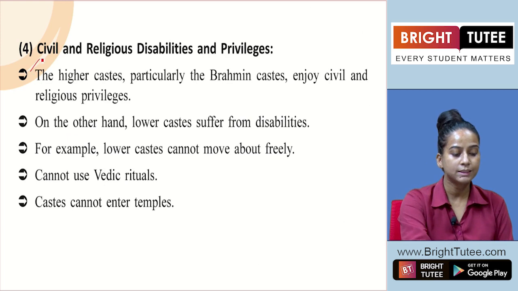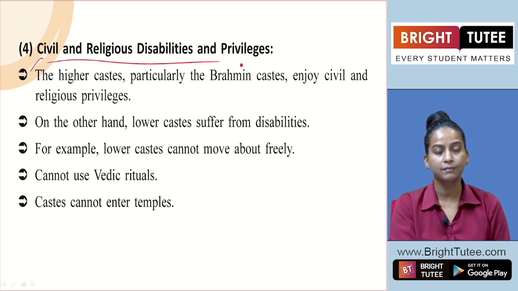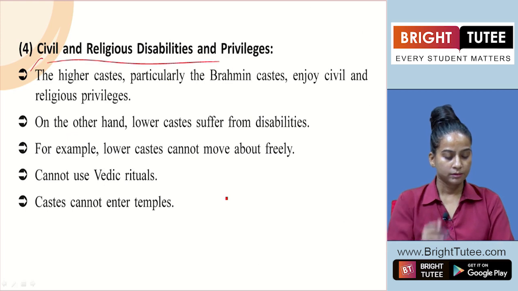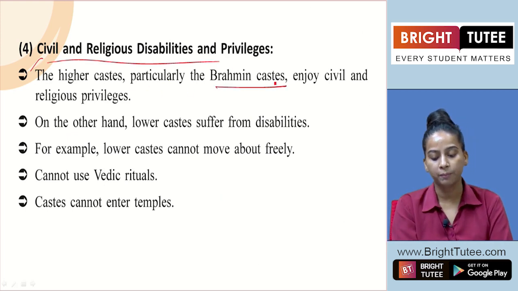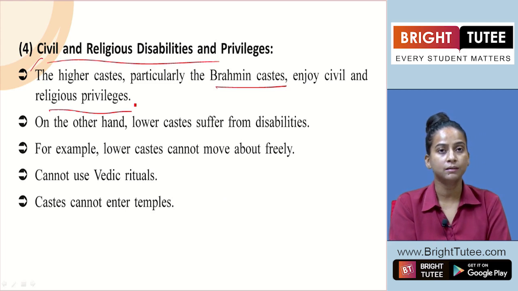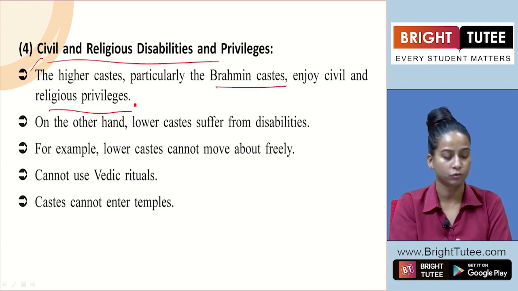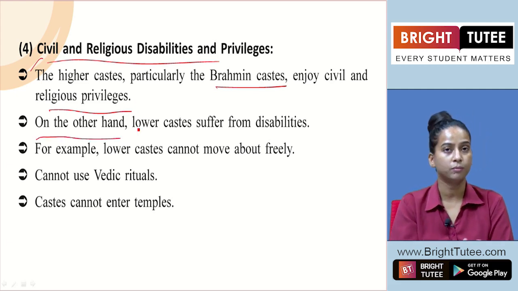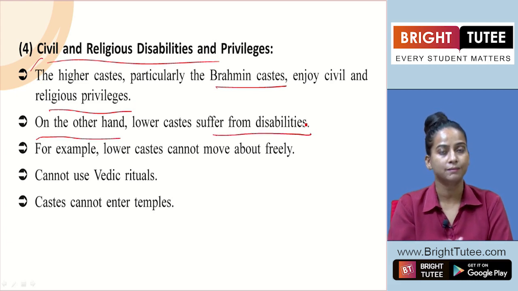The next is civil and religious disabilities and privileges. The higher caste, particularly the Brahmin caste, always enjoyed civil and religious privileges because they were considered at the top of this hierarchy. They were considered the messengers of God, sent by God, and were supposed to dominate the other three caste groups and mainly the lower caste group. On the other hand, the lower caste group always suffered the disabilities.